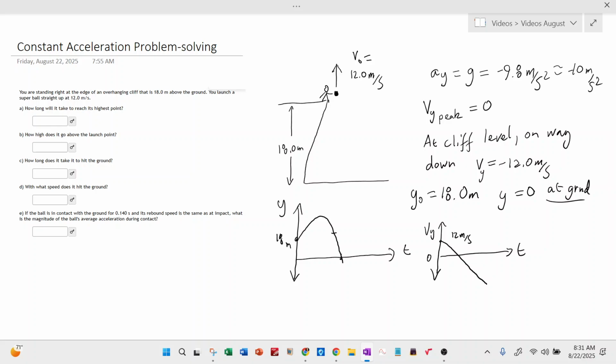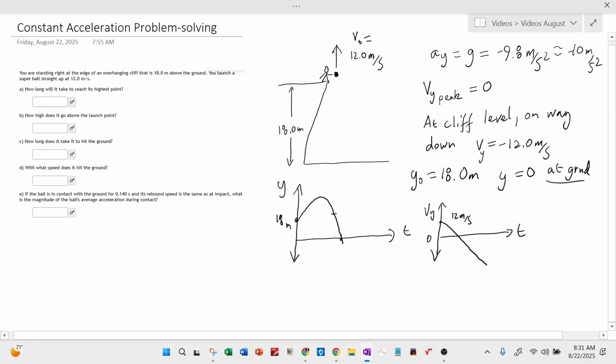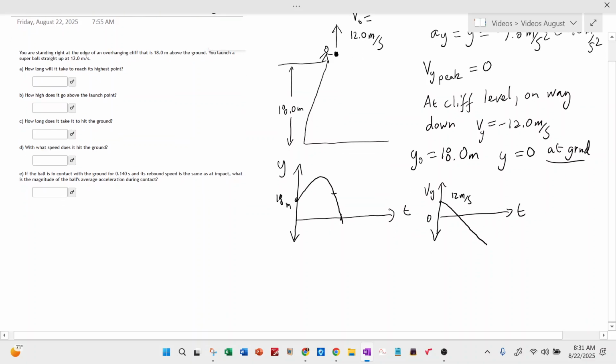I did a whole lot of thinking. That's usually a good thing to do. Start with a picture or label the picture that's given. List out what you know or what you can deduce. Sketch some graphs if possible, and then try to solve the problem at this point. Now, the first thing it says is, how long will it take to reach the highest point? Well, I figured out that the peak velocity will be 0.